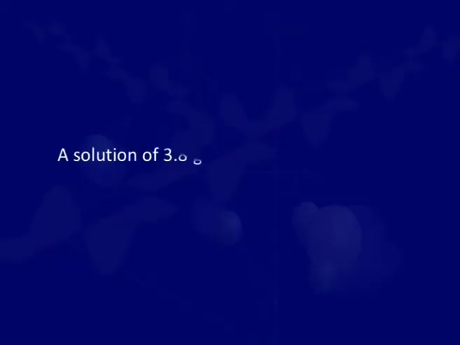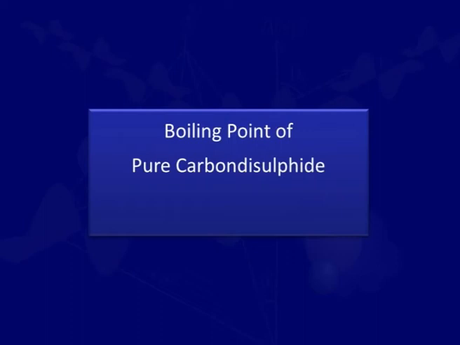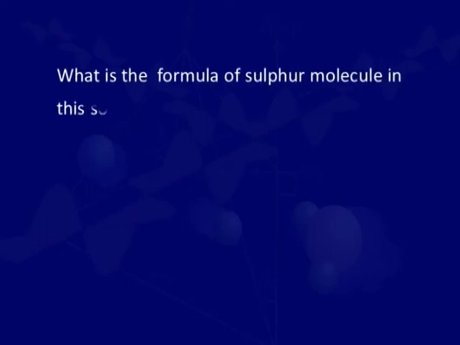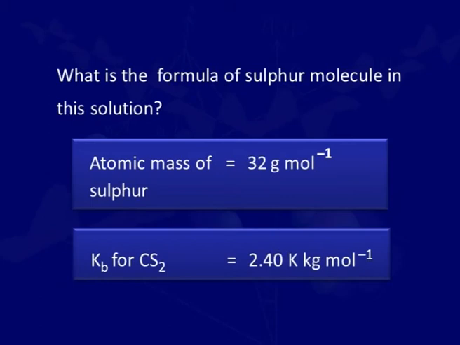You can practice some more examples related to elevation in boiling point. A solution of 3.8 grams of sulfur in 100 grams of carbon disulfide boils at 46.66 degrees Celsius. The boiling point of pure carbon disulfide is 46.30 degrees Celsius. What is the formula of sulfur molecule in this solution? Atomic mass of sulfur is given as 32 grams per mole and Kb for CS2 is also given as 2.40 Kelvin kg per mole.